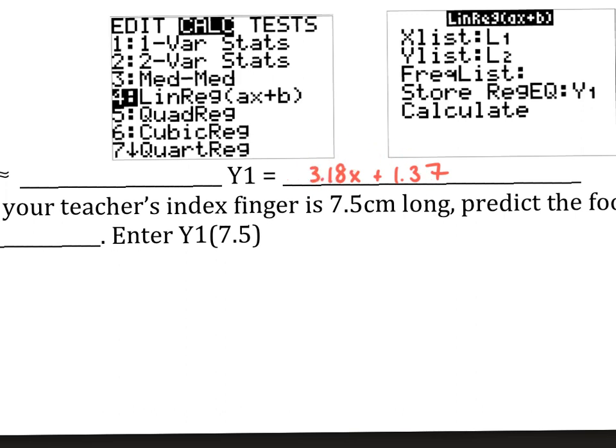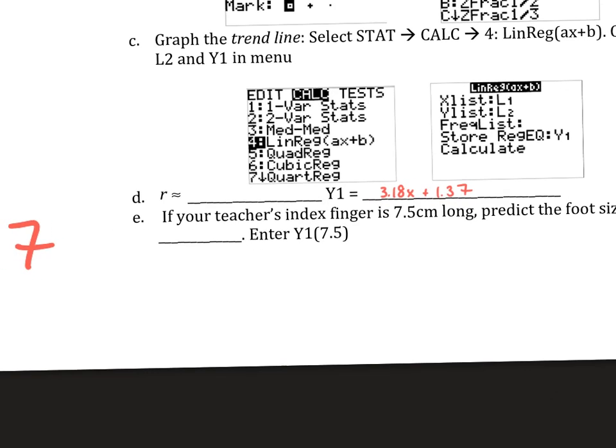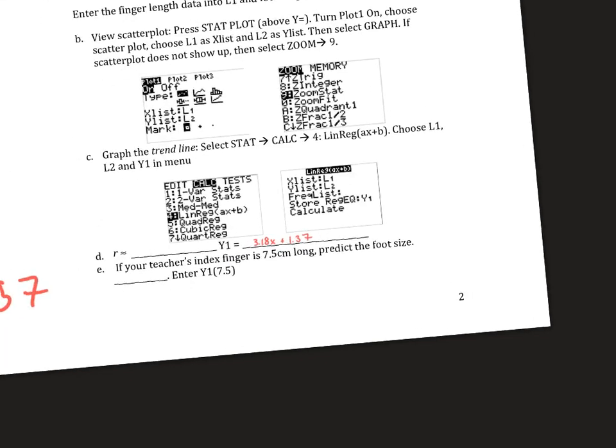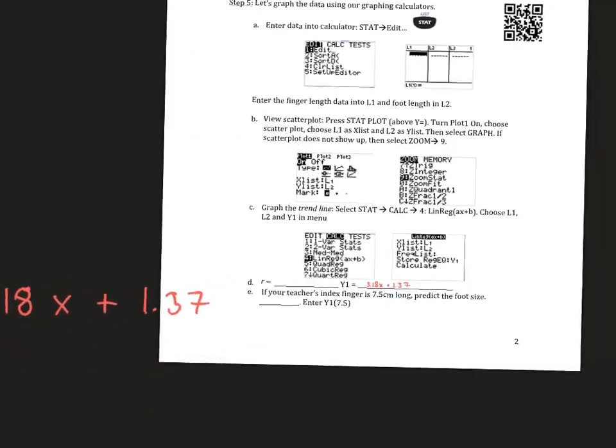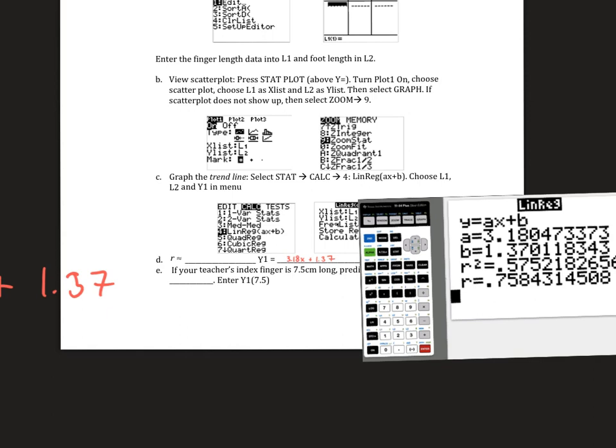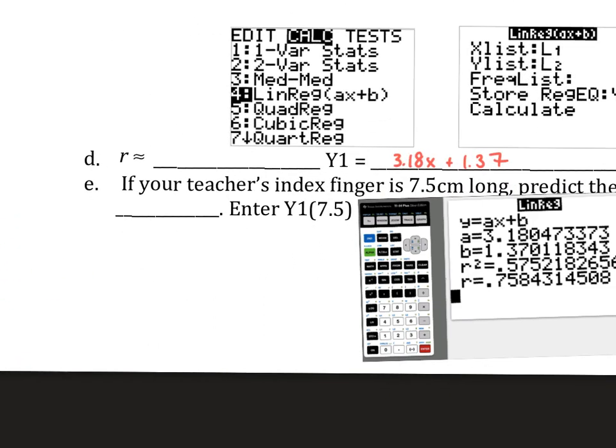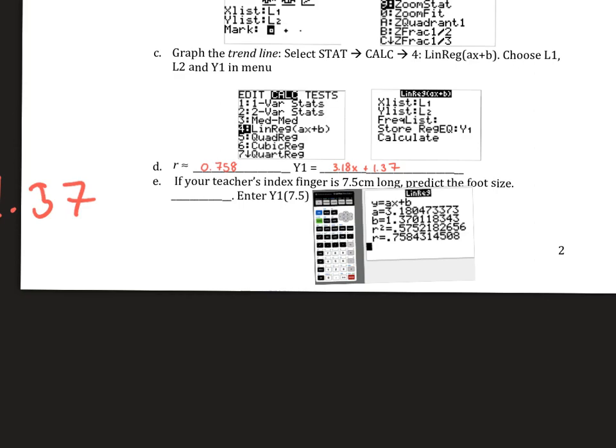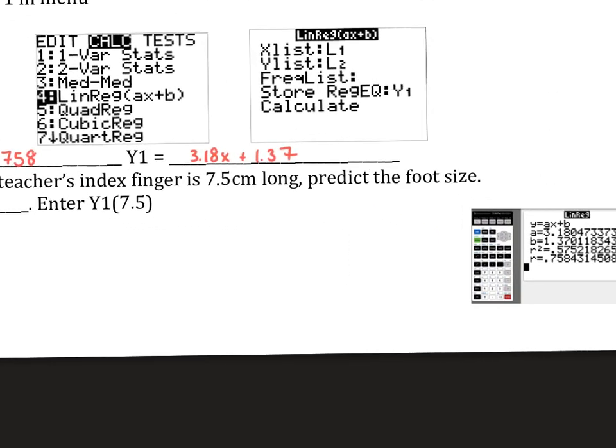So notice it's a little bit more than 3 times larger, the foot is than the finger. Now r, the r value that I got over there, as you saw, was 0.758. So I can write that in here as 0.758. Okay, now what we can do is actually make predictions based on this model.